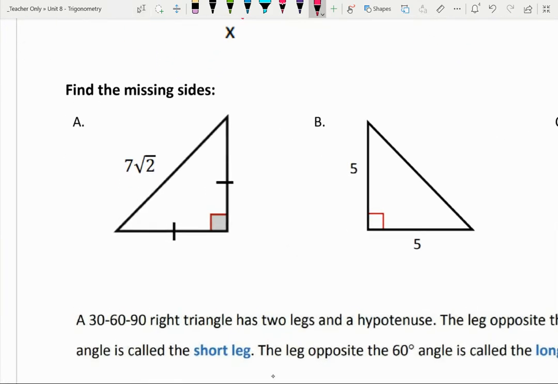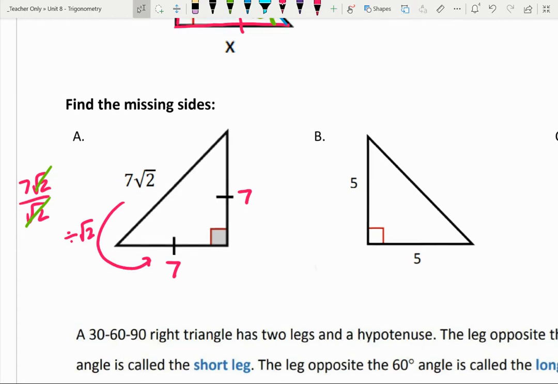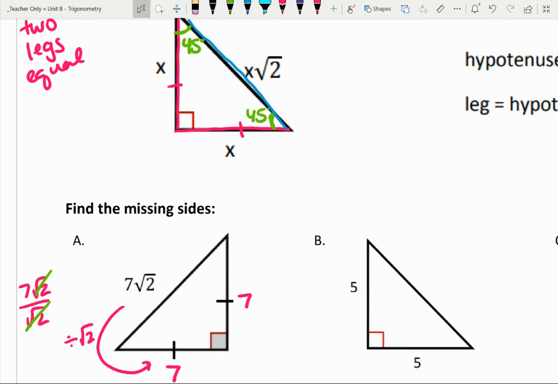In example A, notice we've got those line segments I mentioned, showing equal length. We're given the hypotenuse and we need to find the legs. So we take the hypotenuse and divide by the square root of 2. 7 root 2 divided by the square root of 2, we get some lovely canceling there. So our leg is just 7, and since these two sides are equivalent, we get 7 there as well. We could verify this using the Pythagorean theorem from middle school.